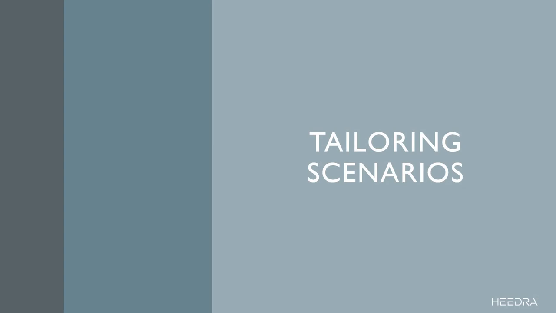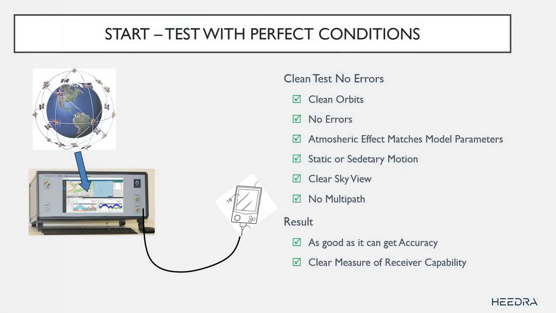So typically we would want to tailor scenarios so that they do things that are more bespoke, if you like, for our requirements. The way to do this is to first of all have a test with perfect conditions. You've got clean orbits, there's no errors, and the atmospheric effects, the Klobuchar models and all that, match what the receiver's seeing, so you don't have any problems there.